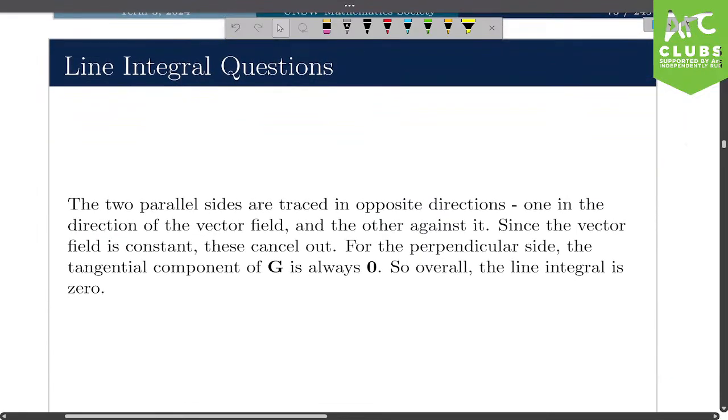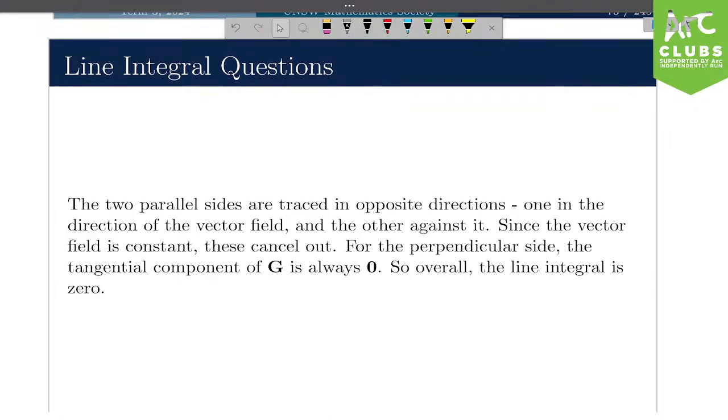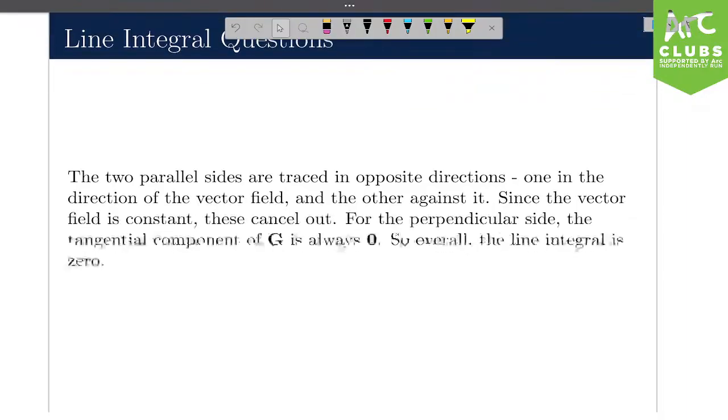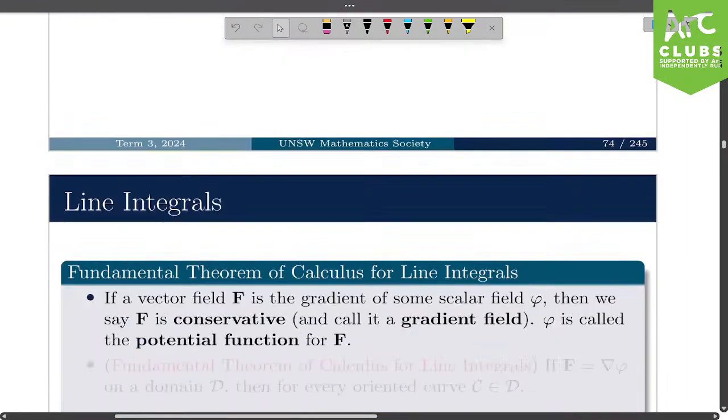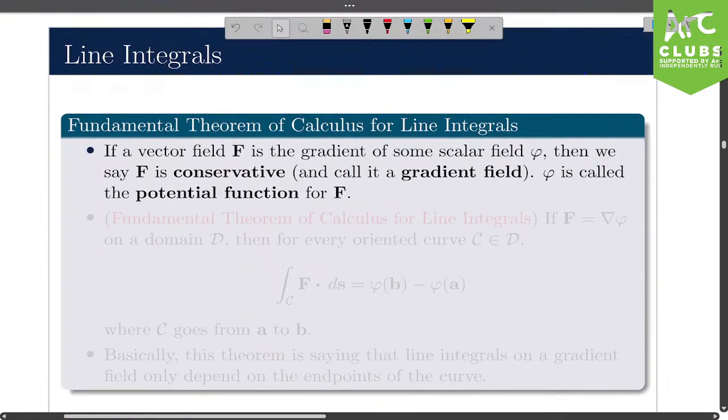So here it is worded if you want to read that. But yeah, it's just the same thing that we've been saying. The two parallel sides cancel each other out, and then the perpendicular side is just 0 because there's no tangential component. Sweet. Okay, so now we're going to jump into some integral theorems.